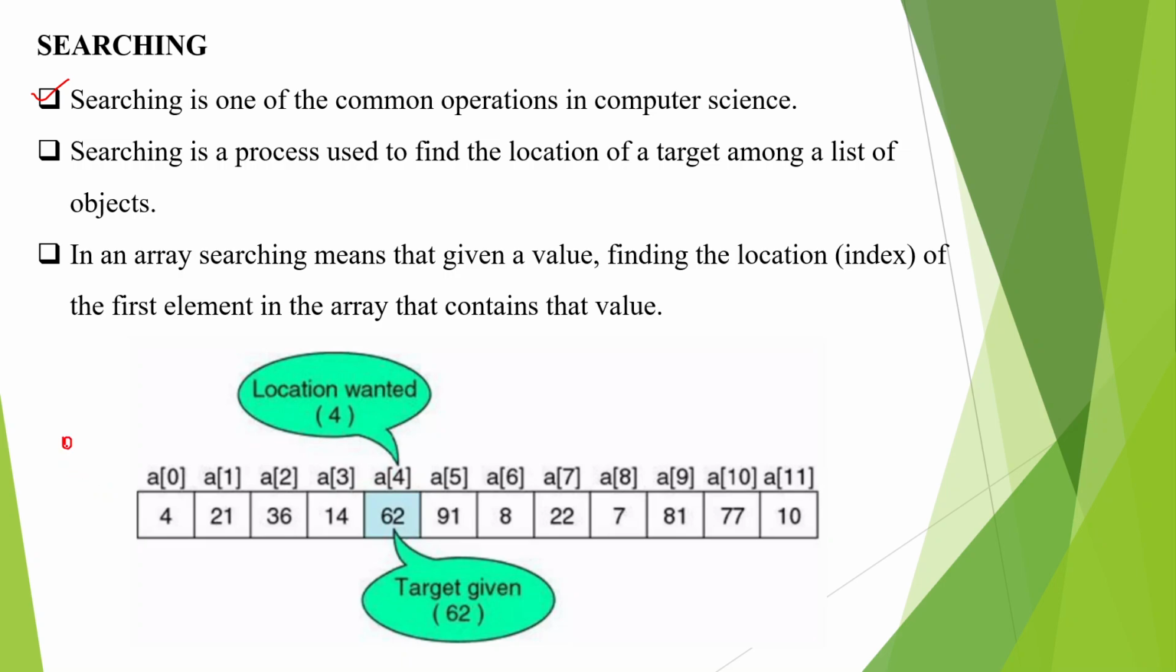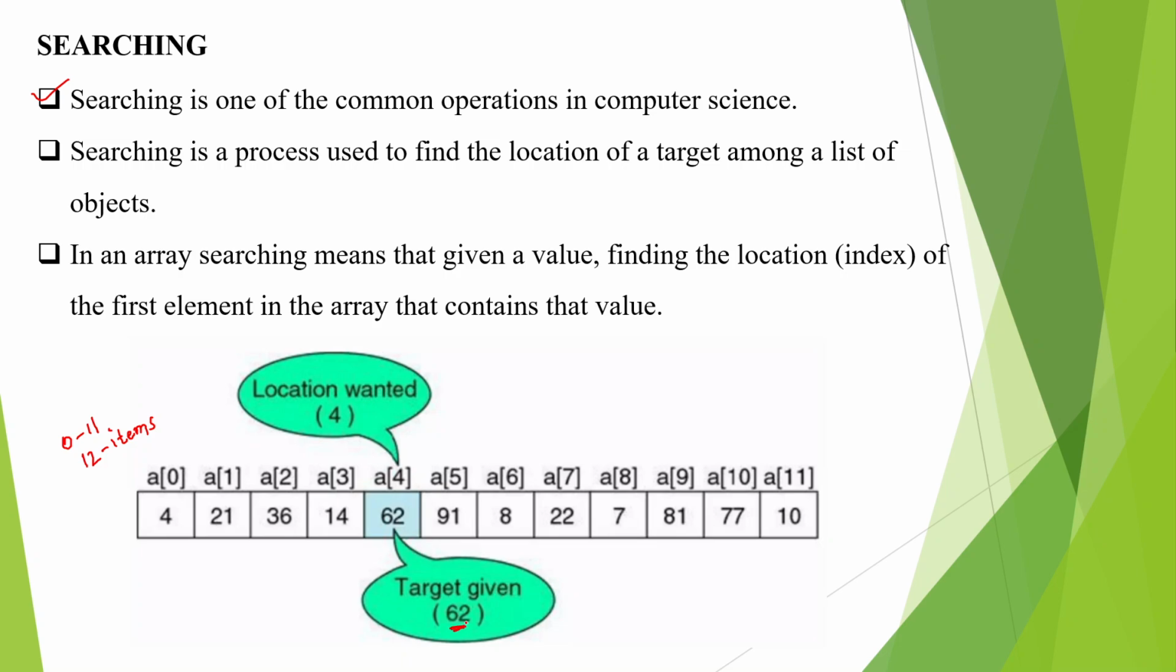Index 0 to 11, so in total we have 12 elements, 12 items. In these 12 items, we are looking for a particular item. Let's just assume that item is 62.